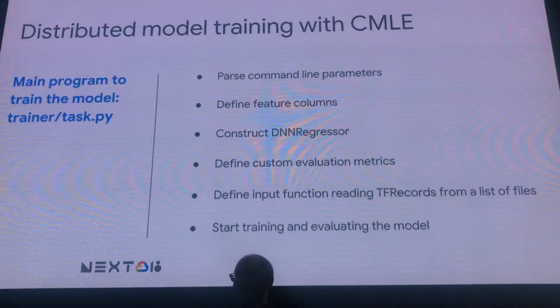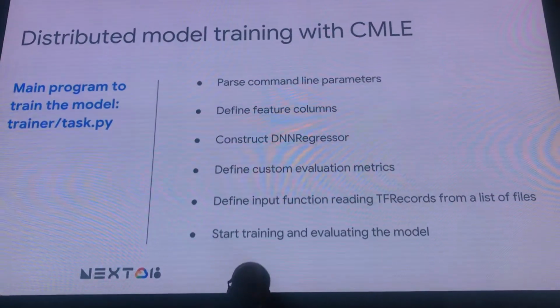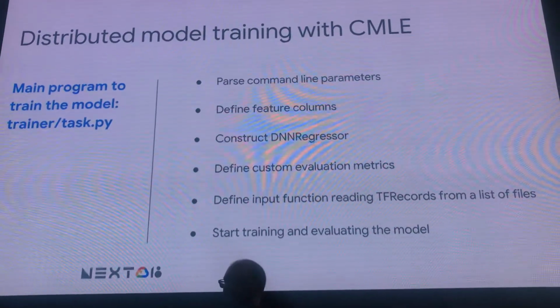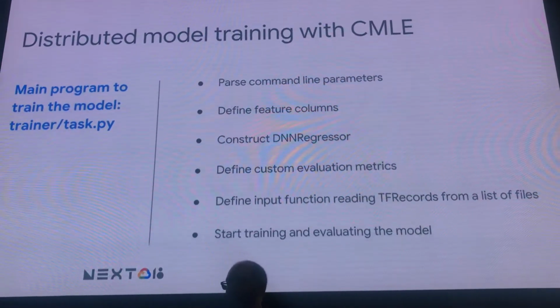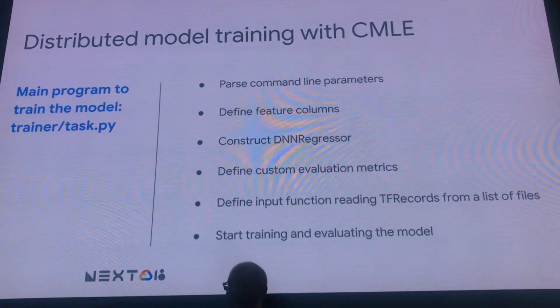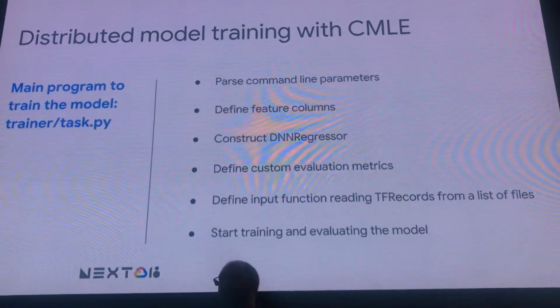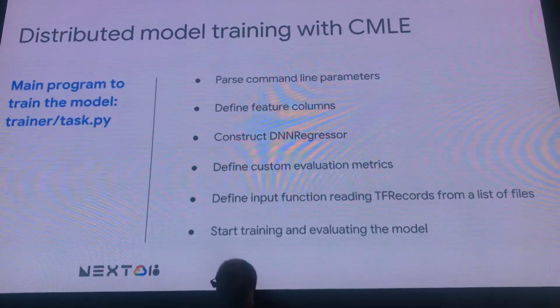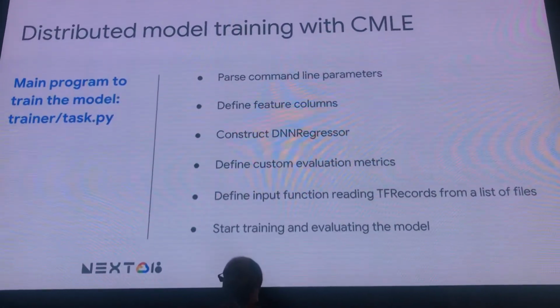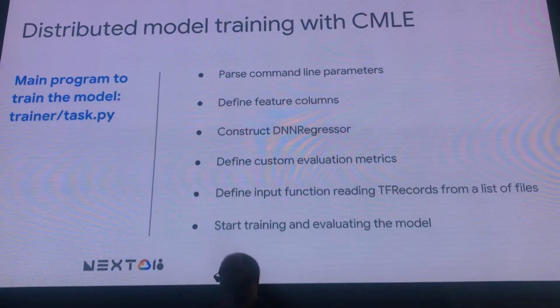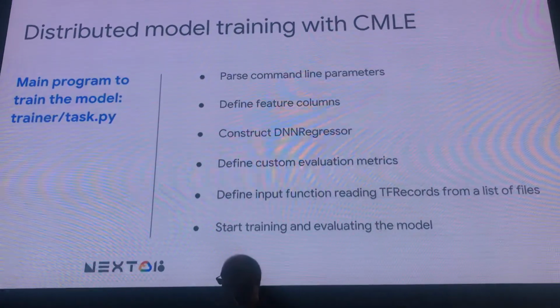And the main program to train the model is the same as for local training. And again, let's go over what it does. It parses command line parameters, it defines feature columns, it constructs the CNN regressor, and defines evaluation metrics if you need any. It defines the input function that will be reading TF records from a list of files, and it will start training and evaluating the model.